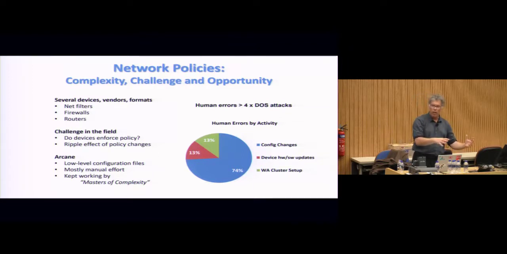We have administrators who are doing management services. We have users and tenants who are deploying virtual machines. And we have policies to keep everything good, right? Mostly it's manual effort in these low-level configuration files, and the data says that the number of human errors in configurations is greater than 4, leading to DOS-style outages, denial of service.